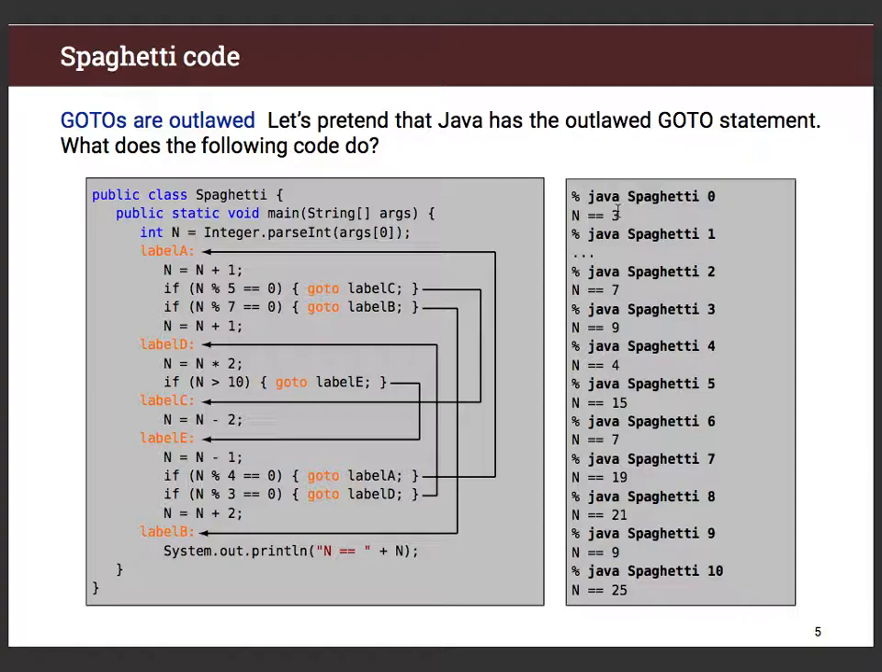For 0, it prints 3; 2, it prints 7; 3, it prints 9; 4, it prints 4; 5, it prints 15; 6, it prints 7. No pattern. And what's more is for 1, it doesn't even terminate. So it just keeps on going around in its loops forever. This was the kind of software that people were writing in the 50s and 60s, even the 70s. And this is what we want to avoid, which is why Java doesn't have a goto or a label statement and shouldn't have one.